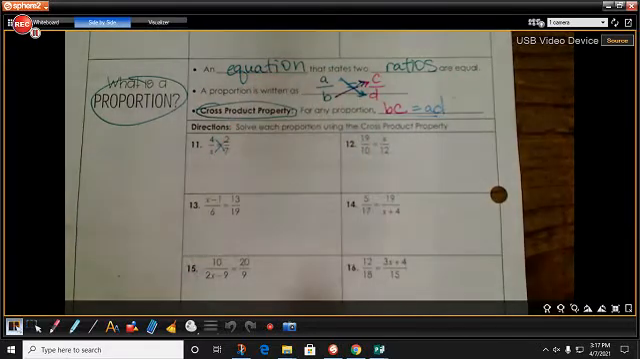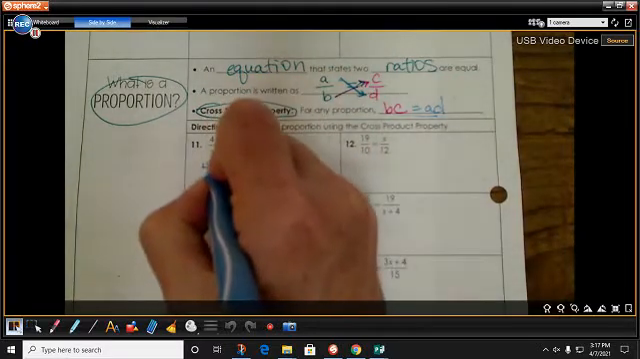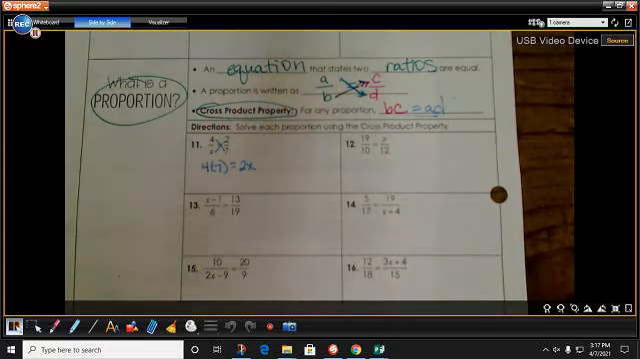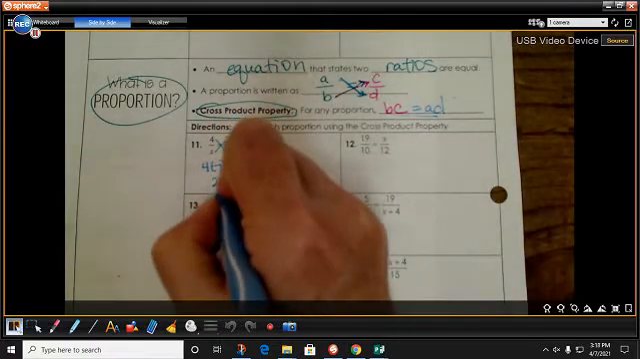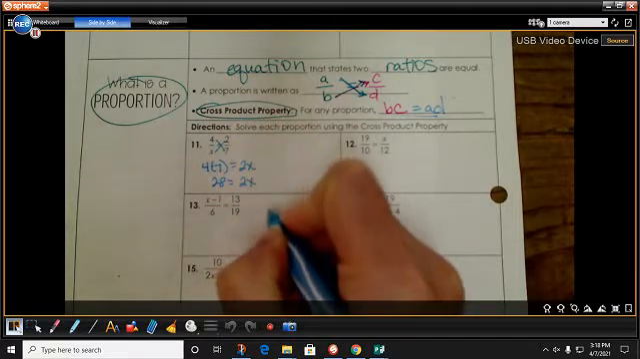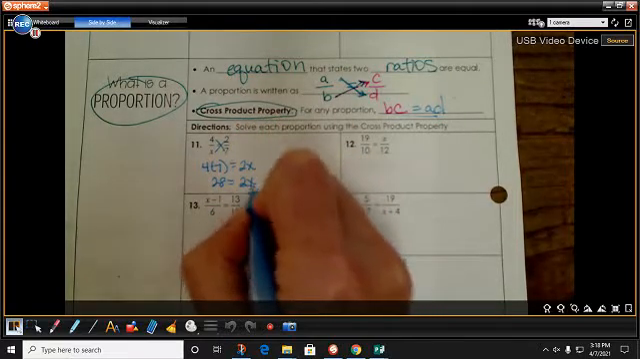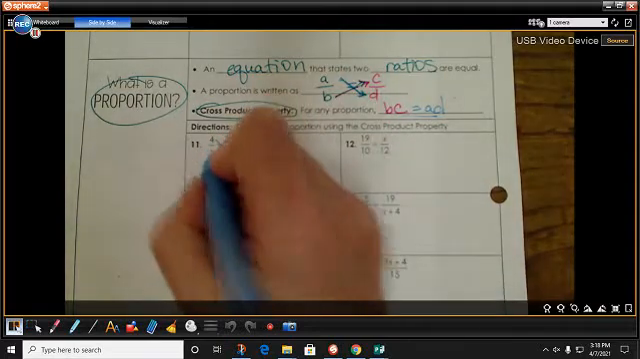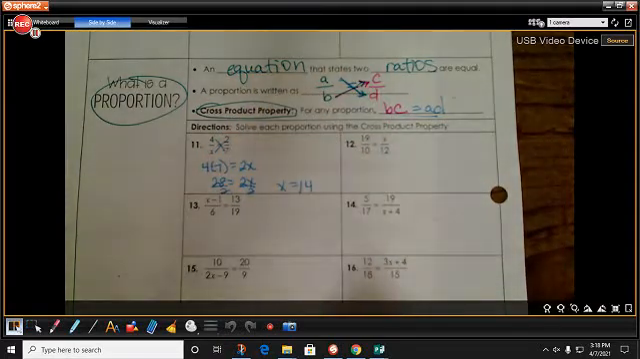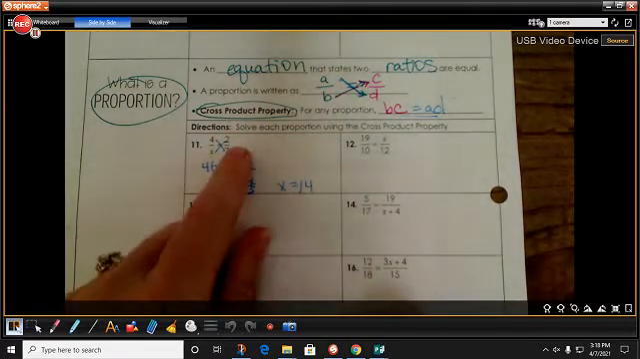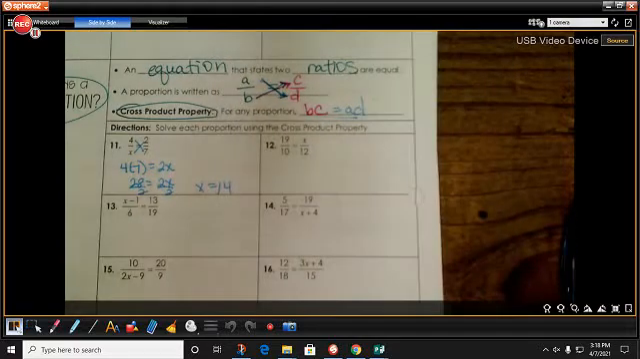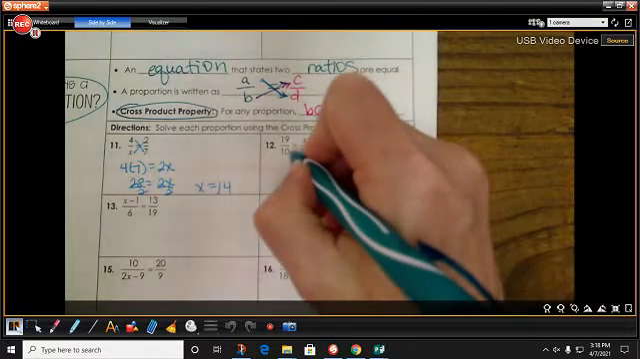I'm going to do my cross product here. So I'll know that 4 times 7 had better equal whatever 2 times x is. Well, if that's the case, then 28 is 2x. And when I divide out by the 2, x equals 14. And so 4 to 14 would equal 2 to 7, which makes sense because that's the simplified ratio of 4 to 14.